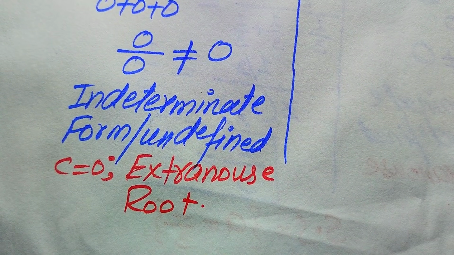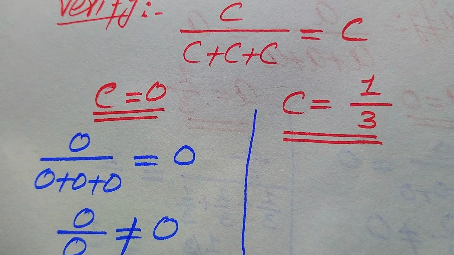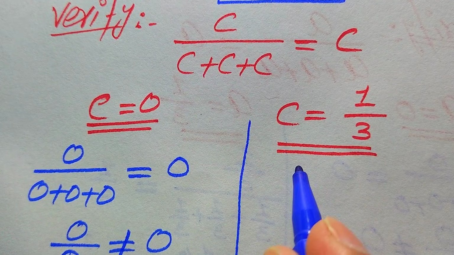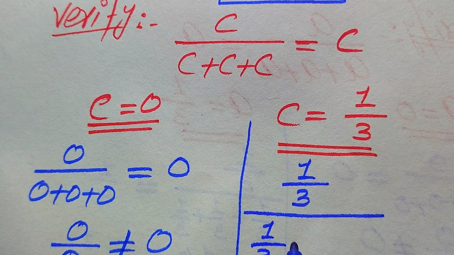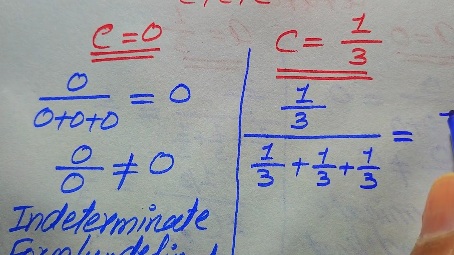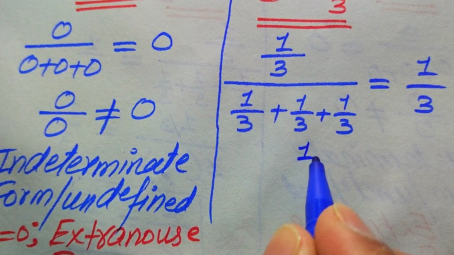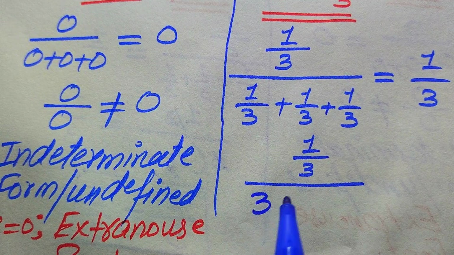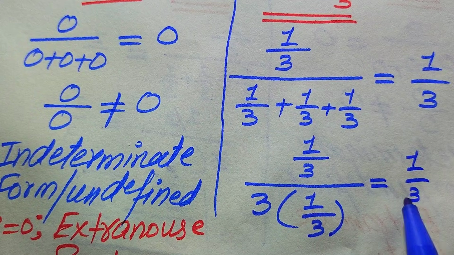This is the extraneous root because it does not satisfy our given question statement, and here we need to verify the second value of c. So when we substitute c equals 1 over 3 on both sides, it will be written as 1 over 3 divided by 1 over 3 plus 1 over 3 plus 1 over 3. Here you see that 1 over 3 is added 3 times, so it will be written as 3 times 1 over 3, which equals 1 over 3.